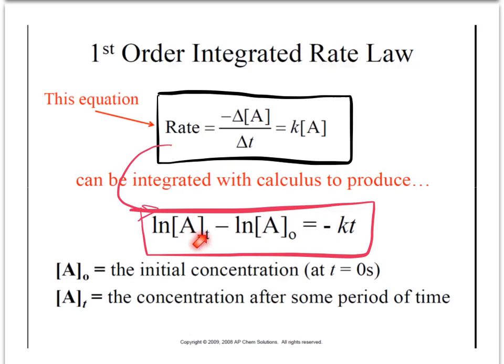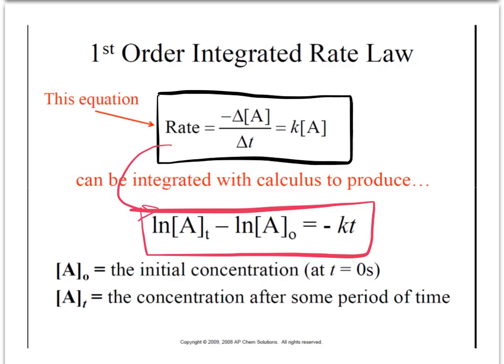So here's what this means. Concentration at time t, that would be the same t as right here. So let's say the reaction goes on for 5 seconds. We would take the concentration at time t, the natural log of it, so after 5 seconds the concentration, and subtract it from the concentration at time 0, so what it started out as.